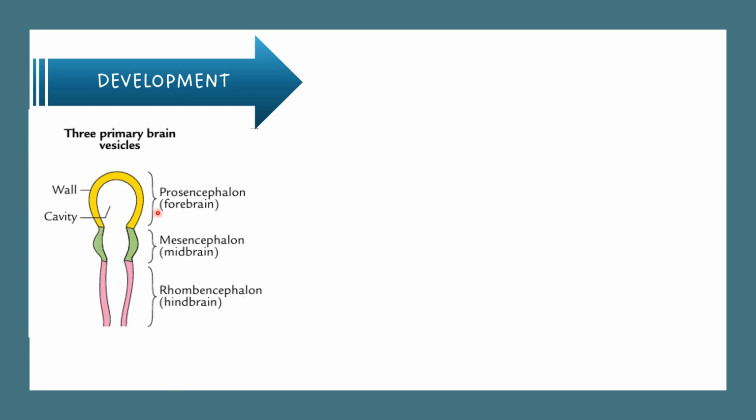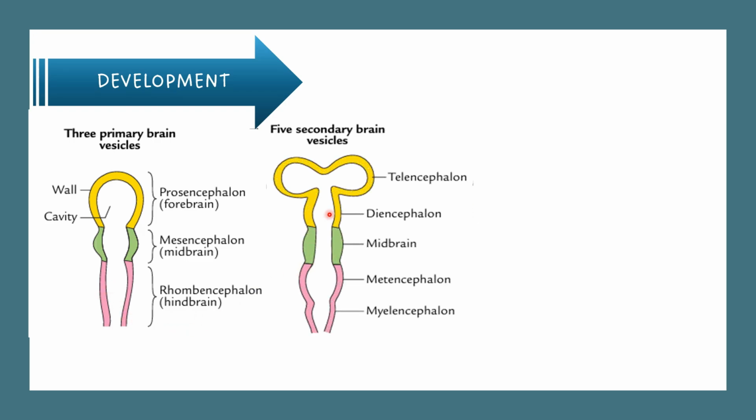Let's now first understand the development of the ventricles. At the cranial end of the neural tube, three primary brain vesicles are formed: the prosencephalon or forebrain, the mesencephalon or the midbrain, and the rhombencephalon or the hindbrain. And from these three primary vesicles, we have five secondary brain vesicles. The prosencephalon divides to form the telencephalon and diencephalon, and the rhombencephalon divides to form the metencephalon and the myelencephalon.